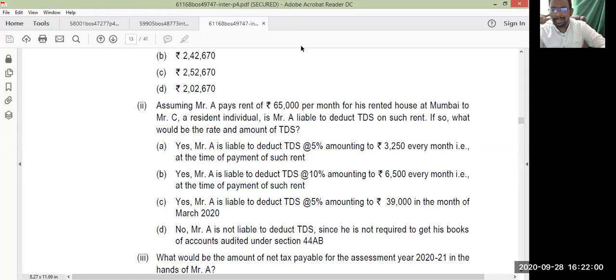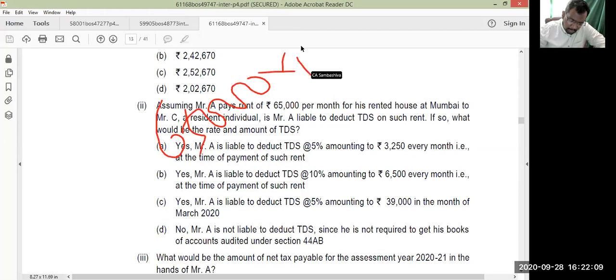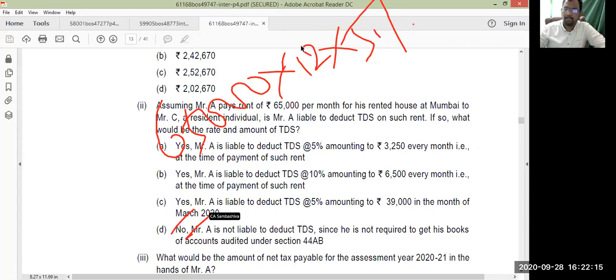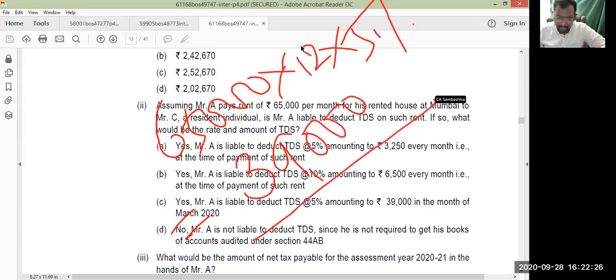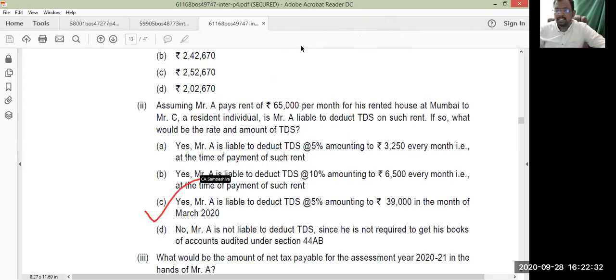If so, what would be the rate and amount of TDS? Rate of TDS 5%, as we already know. 65,000 into 12 months into 5%. Calculation, how much you will get? 39,000 you will get now. So the appropriate answer should be C. Yes, Mr. A is liable to deduct the TDS at the rate of 5%, amounting to 39,000 in the month of March 2020. In the last month only, now we are going to deduct the TDS.